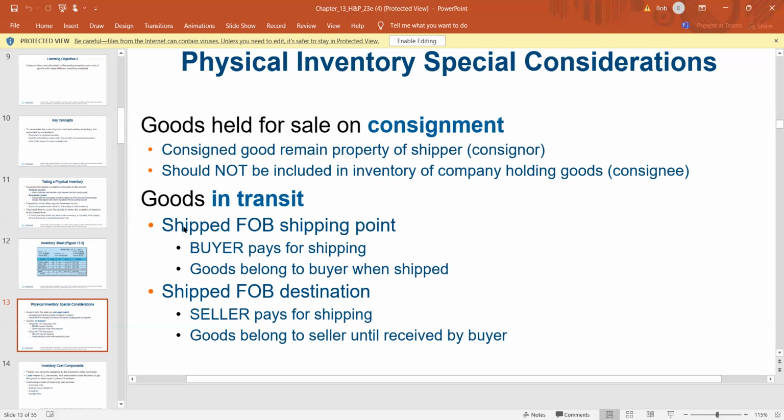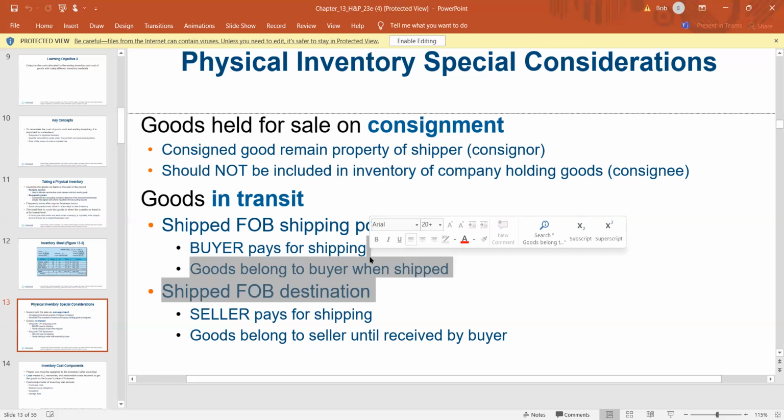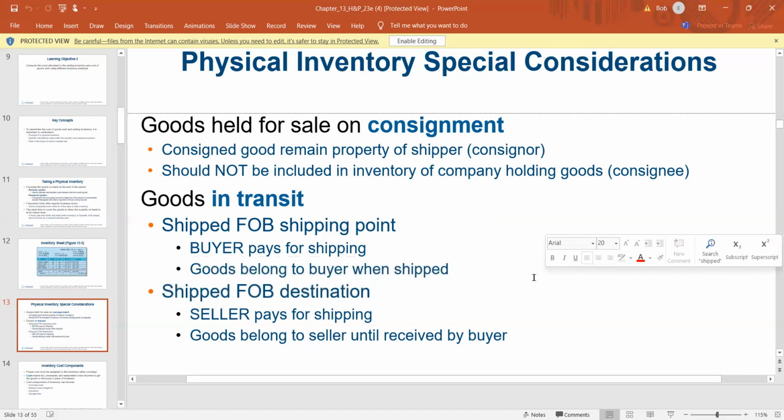And I believe we talked about FOB shipping point, FOB destination, free on board. FOB shipping point: at that point, title changed from the seller to the buyer at the shipping point. So that means the buyer is stuck paying for the freight. The buyer's insurance company will have to deal with any accidents or claims. Or it could be FOB destination, where the seller pays for everything. It's the seller's responsibility.